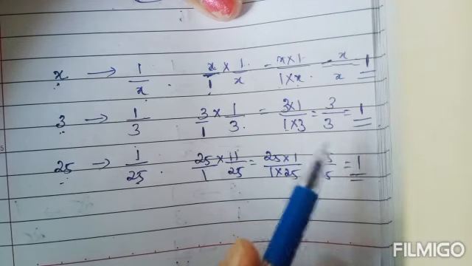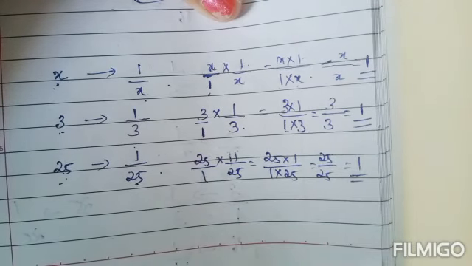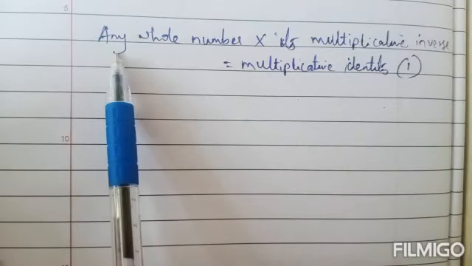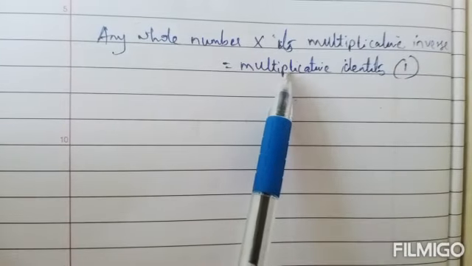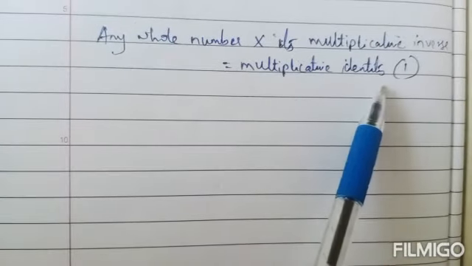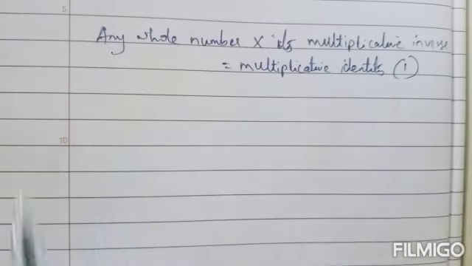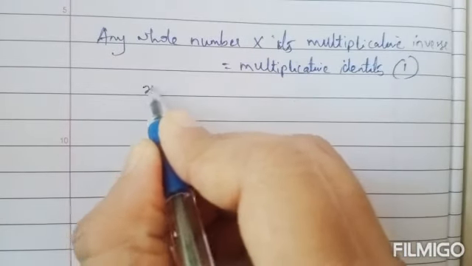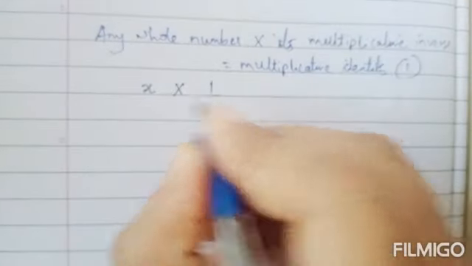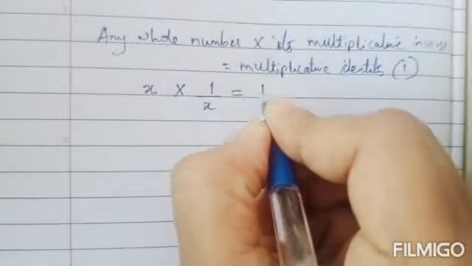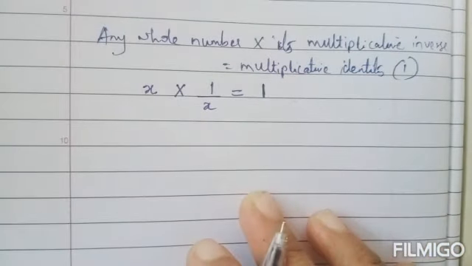What is the peculiarity of this 1? 1 is the multiplicative identity, the identity element for multiplication. So for any whole number into its multiplicative inverse, you will get the multiplicative identity, that is 1. Let us take x. For any whole number x, x into its multiplicative inverse, 1 by x, you will get the multiplicative identity, that is 1.